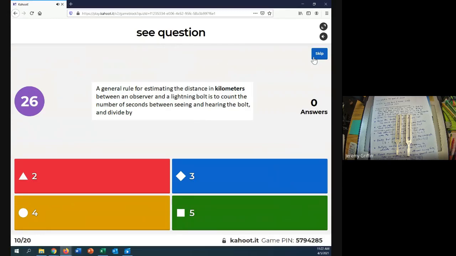Here it is. General rule for estimating the distance in kilometers of a lightning bolt: count the number of seconds between seeing the flash and hearing the thunder and divide by. Okay, although they told us miles. It was every second, right.